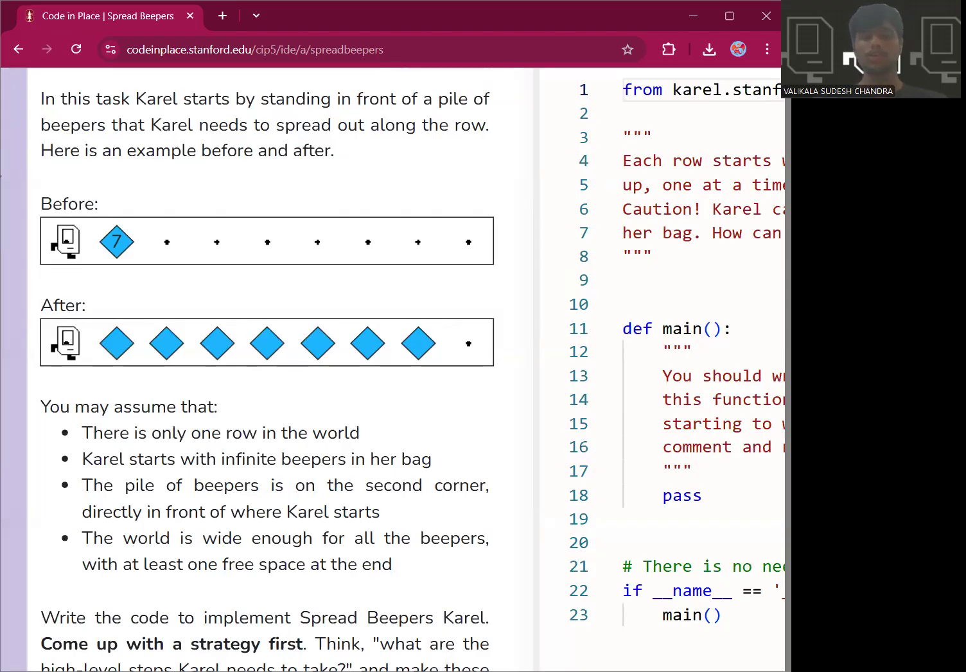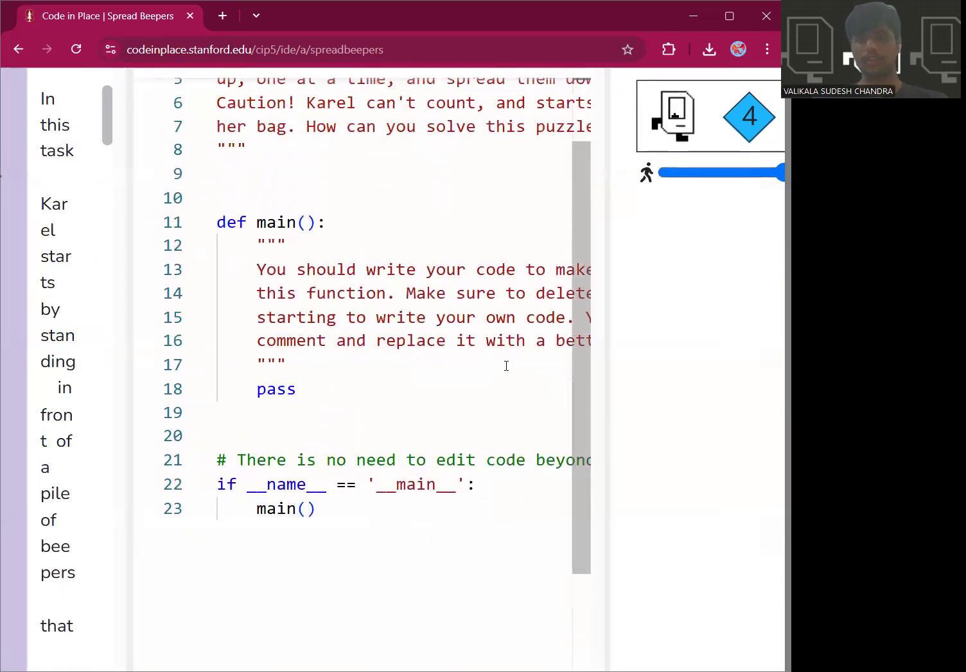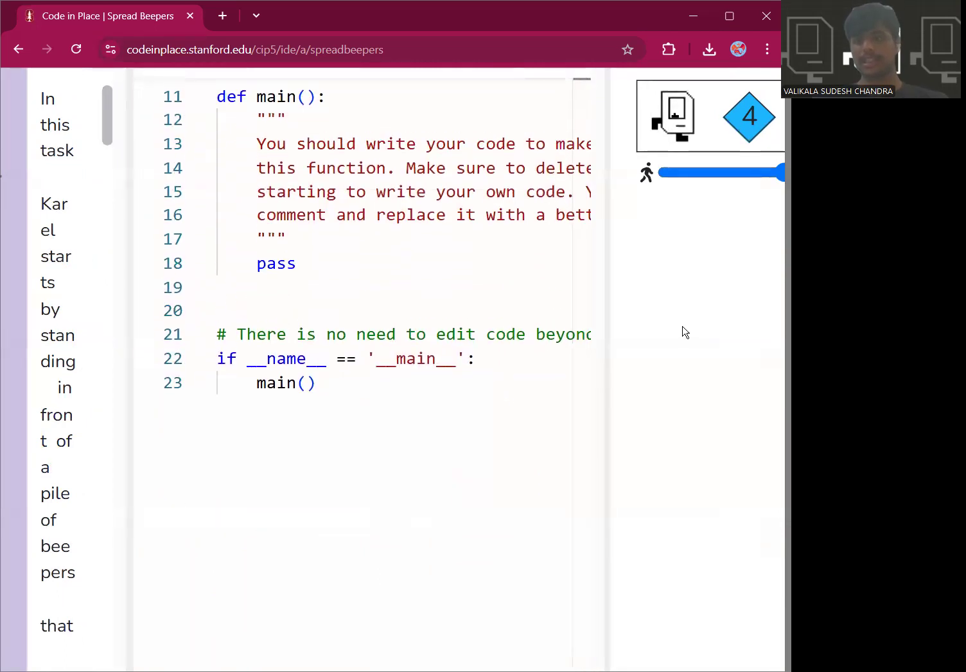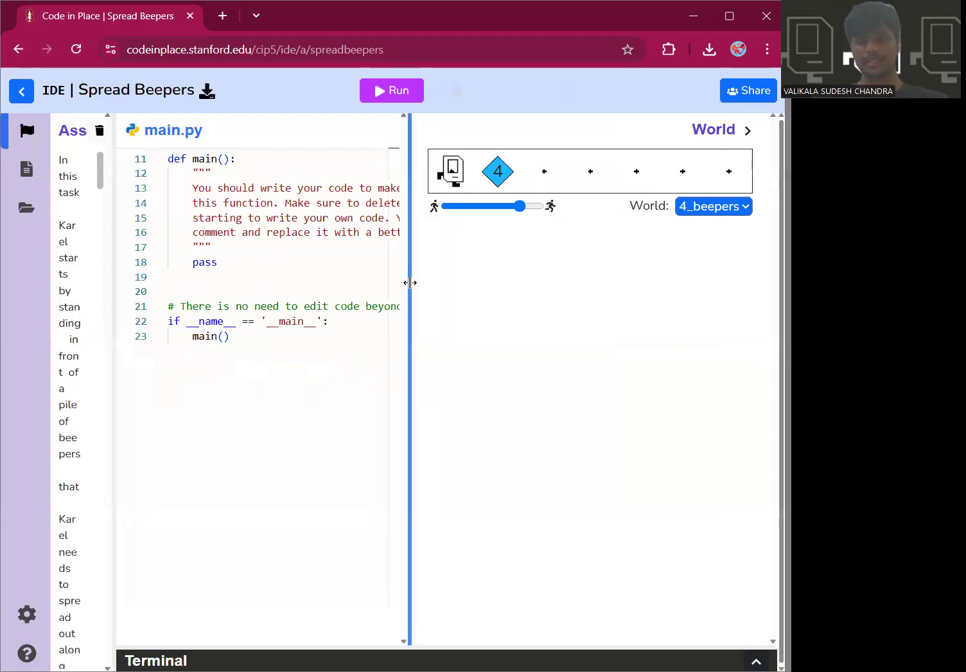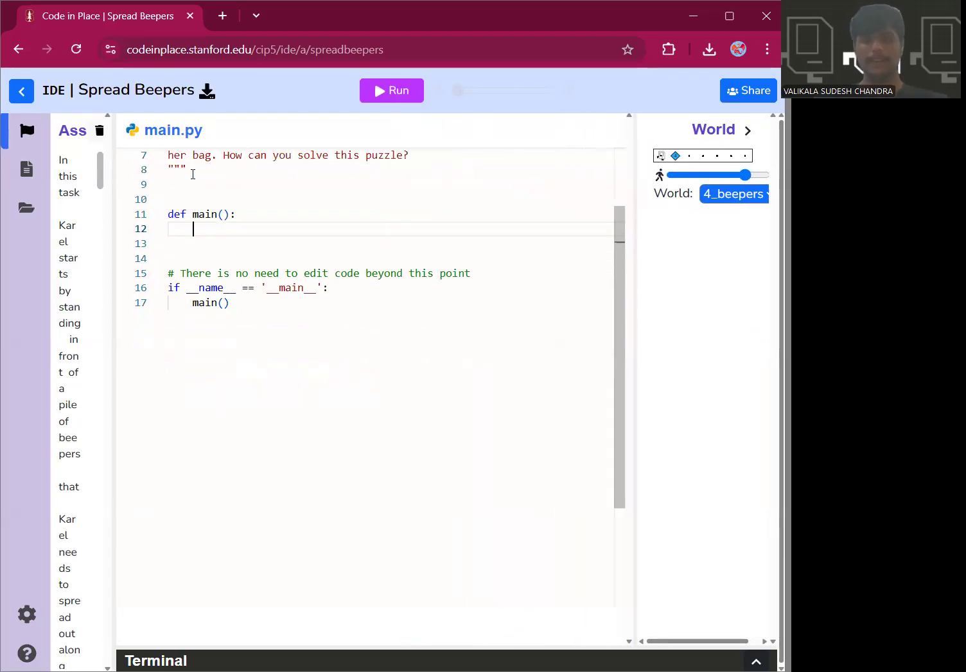So in order to do that, let us understand a simple strategy that we're going to think of to complete the task. Since Karel cannot count and starts with infinity beepers in her bag, we can't use numbers or memory. In that case, we just have to use the actions that were provided earlier.